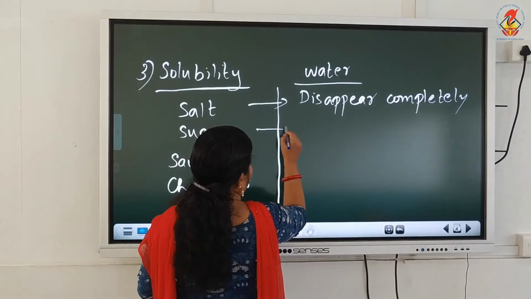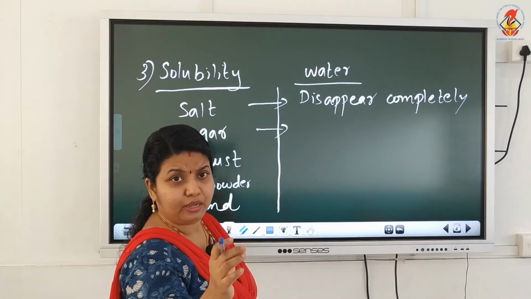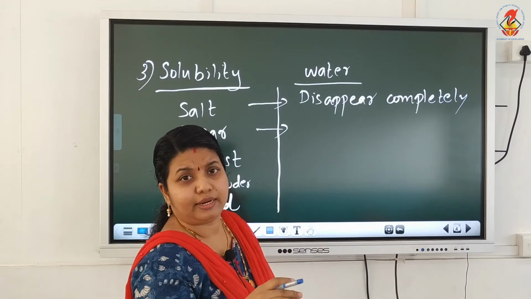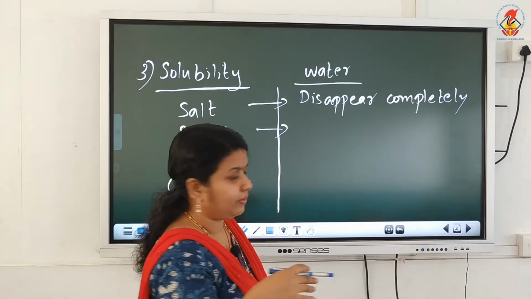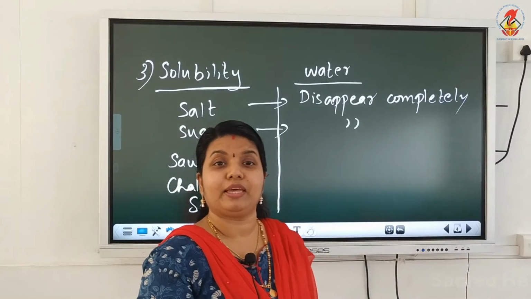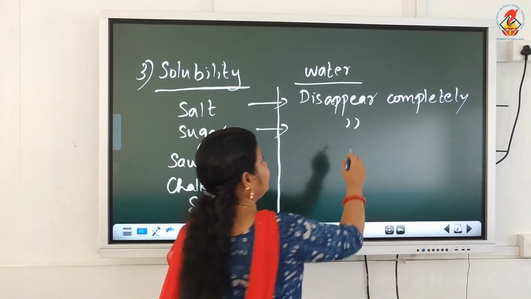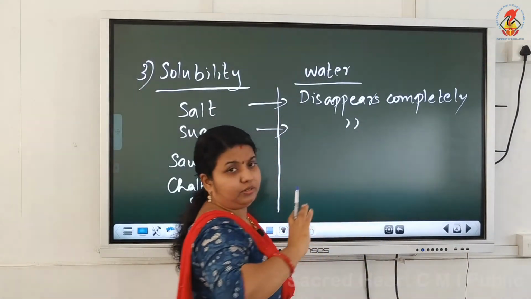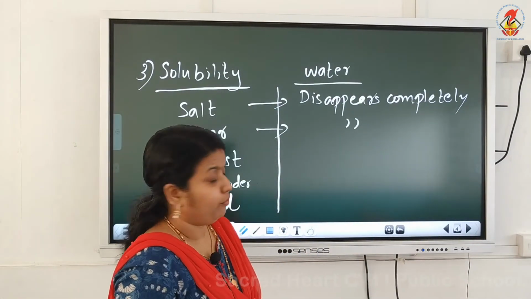Similar is the case with sugar. Take 1 teaspoonful of sugar and add it to a glass containing 3/4 water. Mix it well. What happens? Again, sugar disappears completely in water.